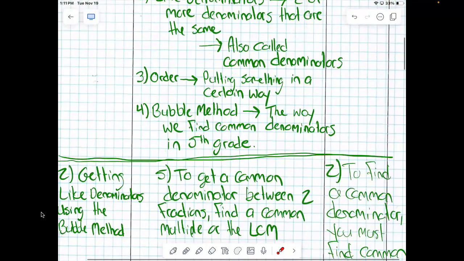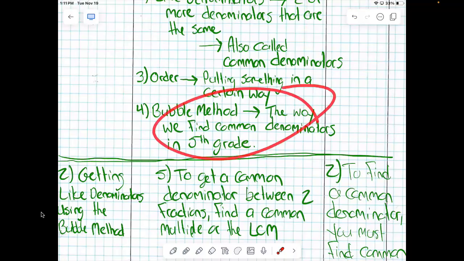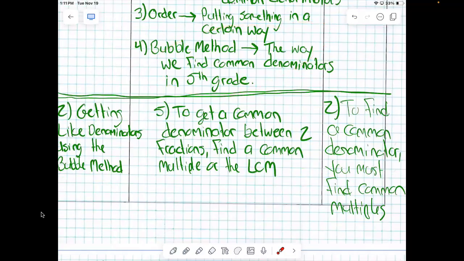I don't see all eyes up here. We're going to talk a little bit about the bubble method when we get down into main idea number 2.